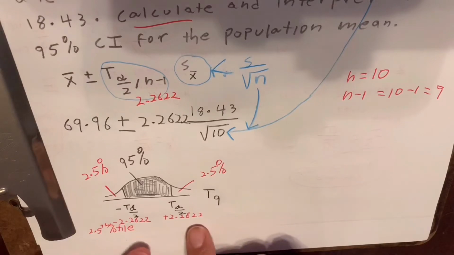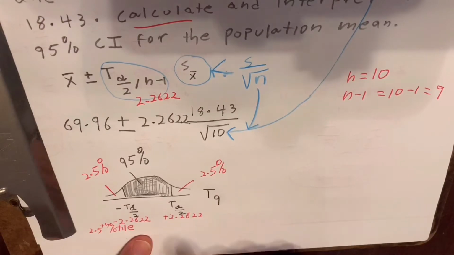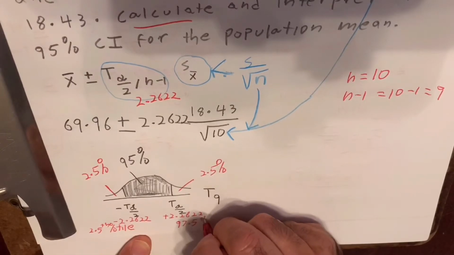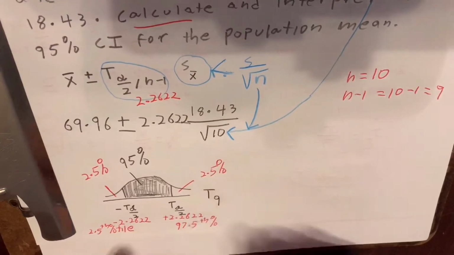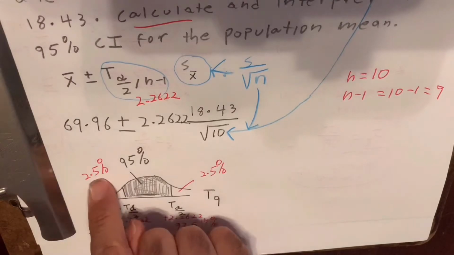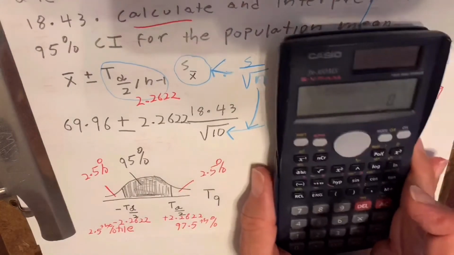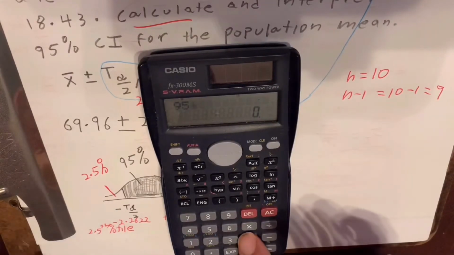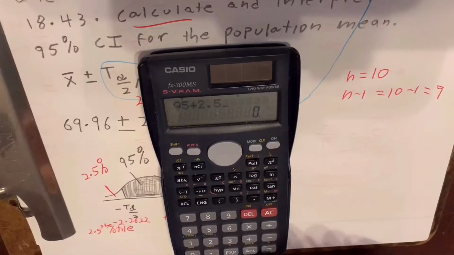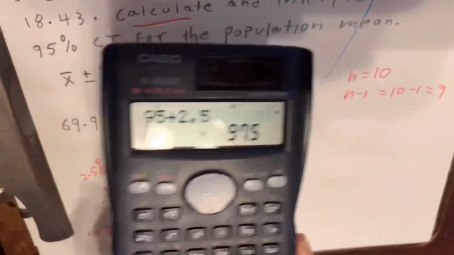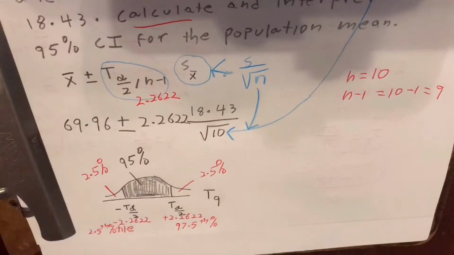And this positive t sub alpha over 2 is actually the 97.5th percentile of the t distribution with 9 degrees of freedom. Now, I think it's pretty obvious where I got the 2.5 for the 2.5th percentile. But what I want to show you is if you take 95 and you add 2.5, this gives us 97.5. So this is where we got the 97.5th percentile.